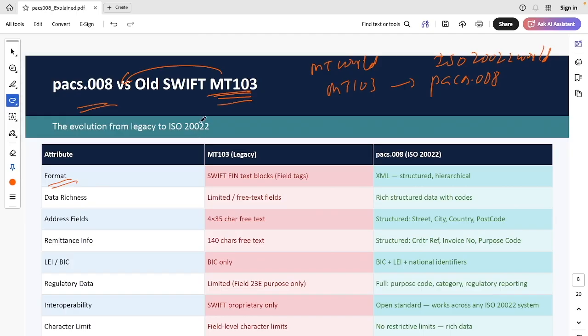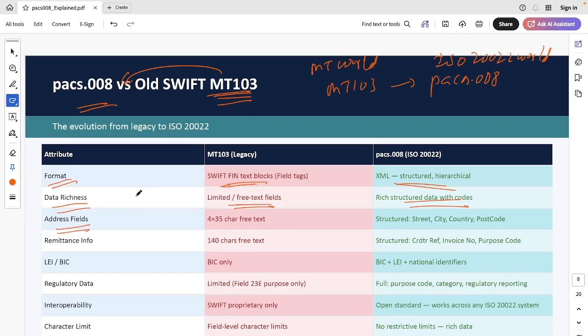Now let's see the differences between MT103 and pacs.008, even though they are equivalent. The first difference is the format. MT103 uses the Swift FIN text blocks and field tags like field 50, 59, 57, 70, 23, and so on. And pacs.008 uses the XML format, which is more structured and hierarchical in nature. Second is data richness. MT103 has limited and often free text fields, and pacs.008 carries richer structured data with proper codes. This helps banks understand the payment more clearly.